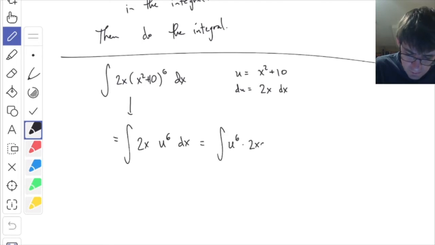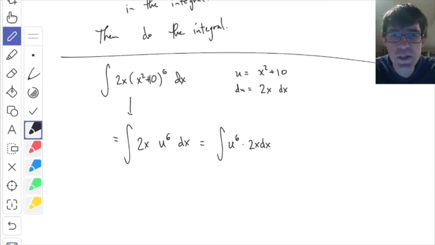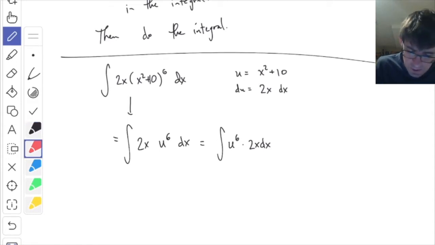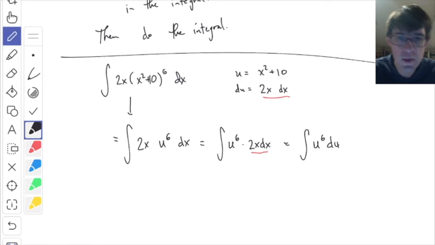I just changed the ordering, right? u to the 6 times 2x dx. Like I said, if you know what you're doing, you can skip these intermediate steps. But anyway, the reason I wrote that is because this 2x dx is the same as du. So in fact, this is just the integral of u to the 6 du. And I have completed the substitution.